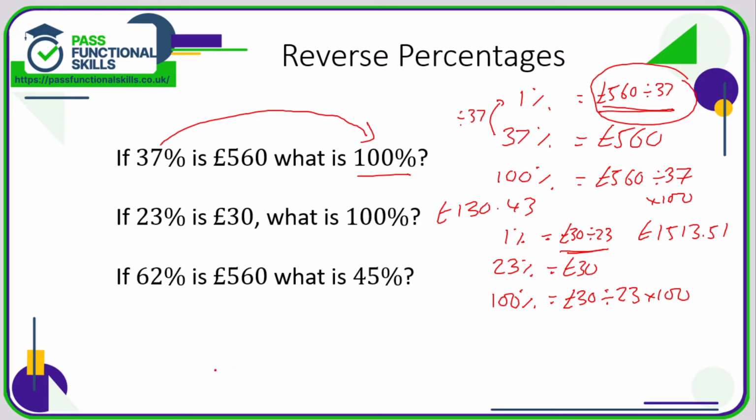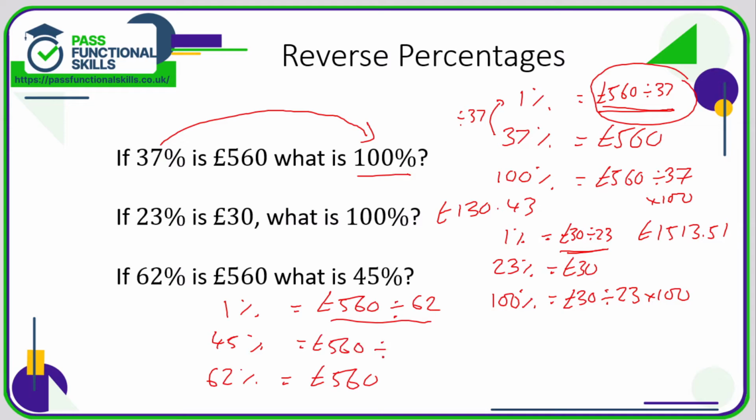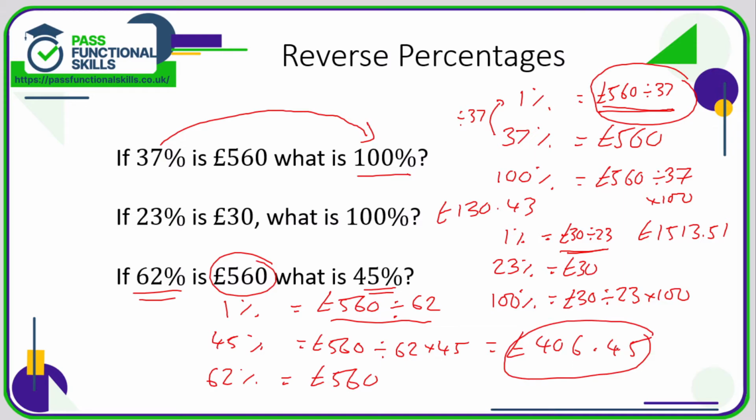In this last example, we're not going to 100%, we're going to 45%. Again, it's not a big deal. We just still need to go via 1%. So we know 62% is 560. So 1% is 62 times less. So 560 divided by 62. So if this is 1%, then 45% is 560 divided by 62 multiplied by 45, and 560 divided by 62 times 45 comes to a total of £406.45. 62% is more than 45%, and this amount here is more than this amount here, so that's a good indication we've got this question correct.